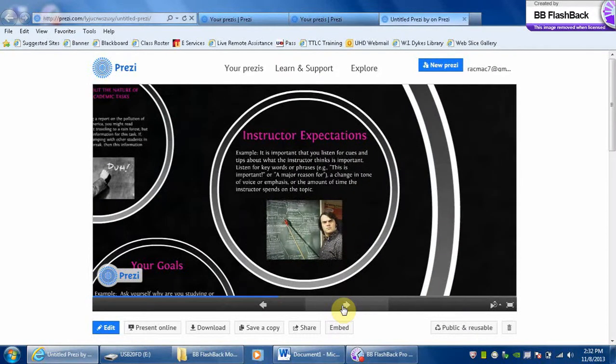You also need to keep in mind the expectations of your instructors. An example of this: it is important that you listen for cues and tips about what the instructor thinks is important. Listen for keywords or phrases. For example, something simple like "this is important," or your professor might say "a major reason for." A change in tone of voice or emphasis, or the amount of time the instructor spends on the topic, could also affect.